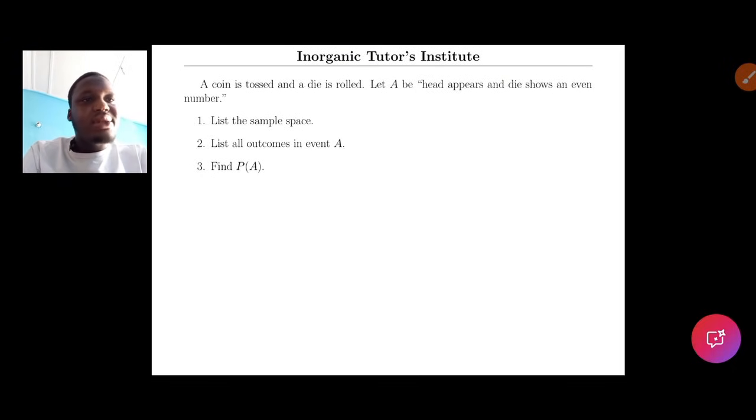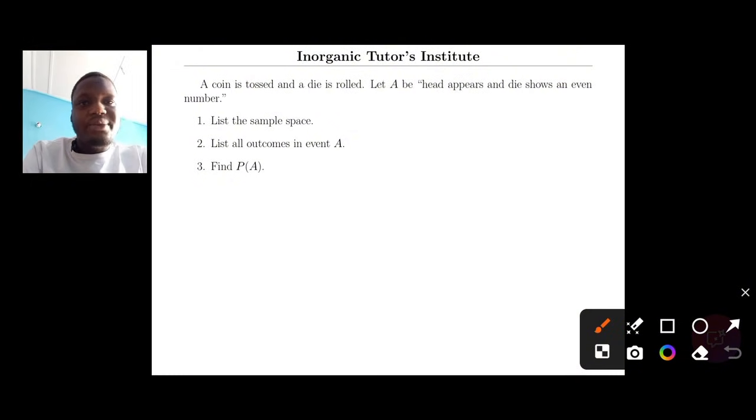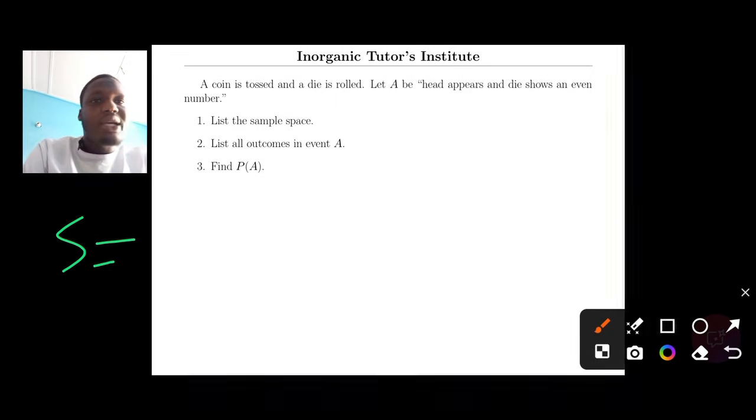So first we are to list the sample space, and the sample space is always important because that's what you use to determine your probability. Whether you are asked or not, you have to clearly state the sample space for the question. So list the sample space. You think about the outcomes, but before we do that, let me give you a clue that you would be working with most times.